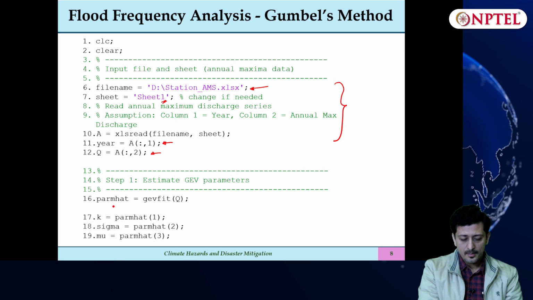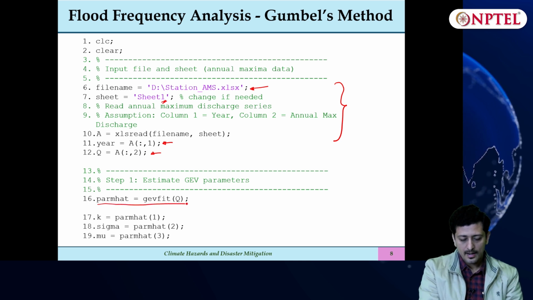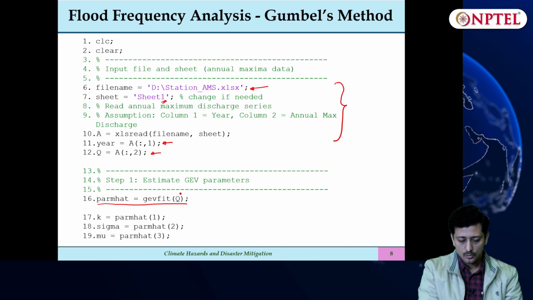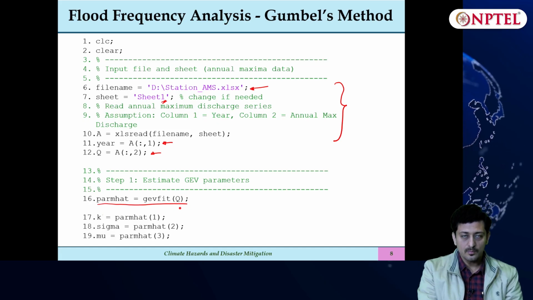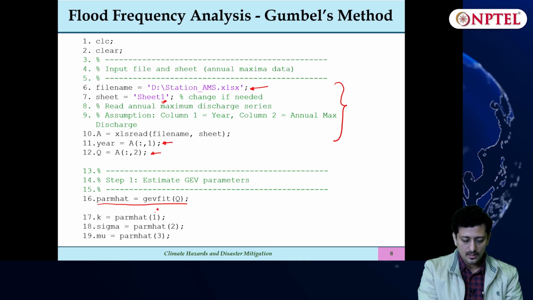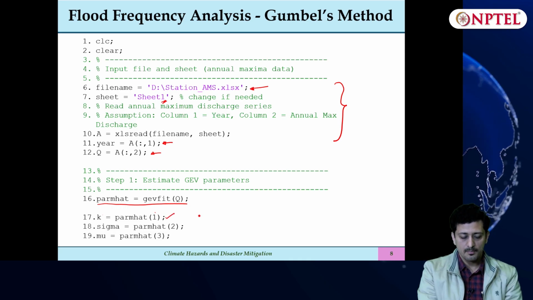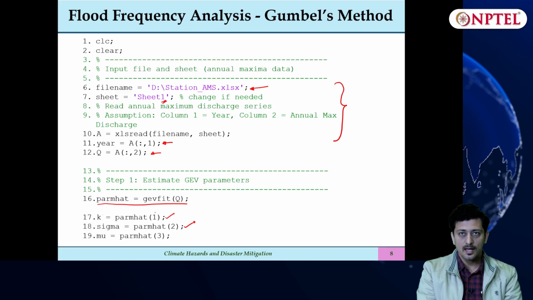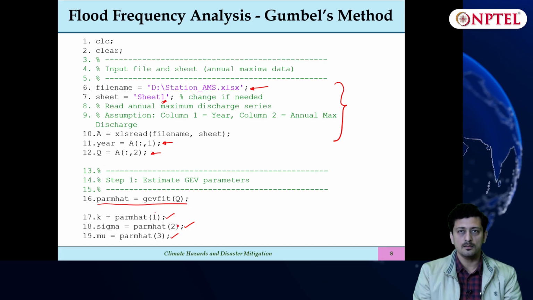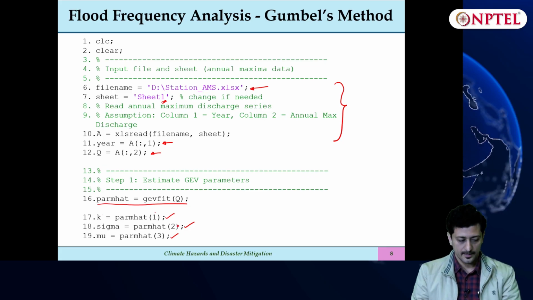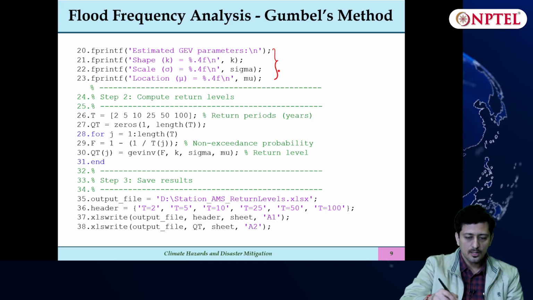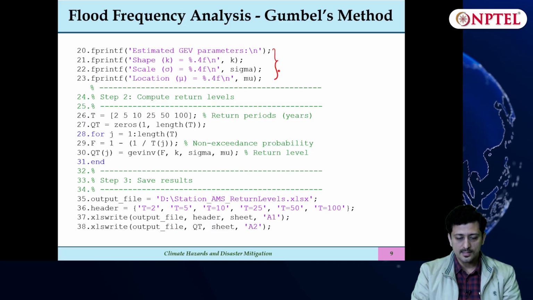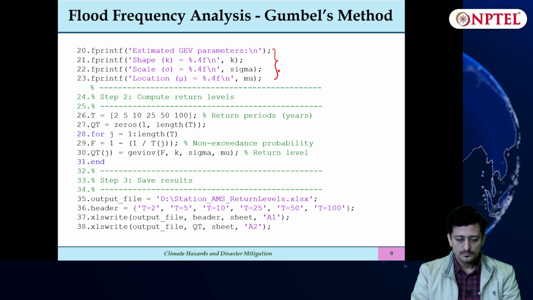Now to estimate GEV parameters, there is a command in MATLAB, that is parmhat equal to gevfit of Q. In that, it will be a matrix where the first value will be k, the shape parameter, second is sigma, the scale parameter, and third mu, the location parameter. So 3 parameters you will get. Now let us print those parameters. All the parameters we can print on the screen, so we can see the parameter values.